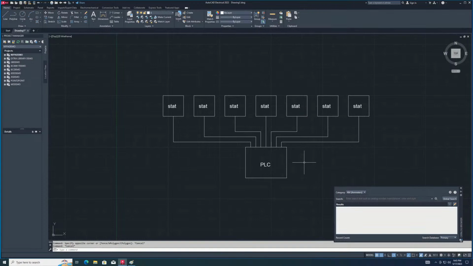So what we're gonna have is each stat for each zone going here, and these stats will actually be powered off of a power supply. It has to be external because we need the RC, the Y, and G.